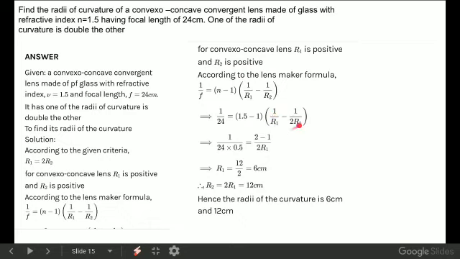1 by r1 minus, and the r1 value is r1 only, and the r2 value is 2 r1. Why? Because one of the radii of curvature is double the other, so that is why the r1 value is r1 only, but the r2 value is 2 r1. Now when we do a little simplification, we will get r1 value as 6 centimeters, then r2 value is 12 centimeters. Why? Because in the problem it is mentioned that one of the radii of curvature is double the other.